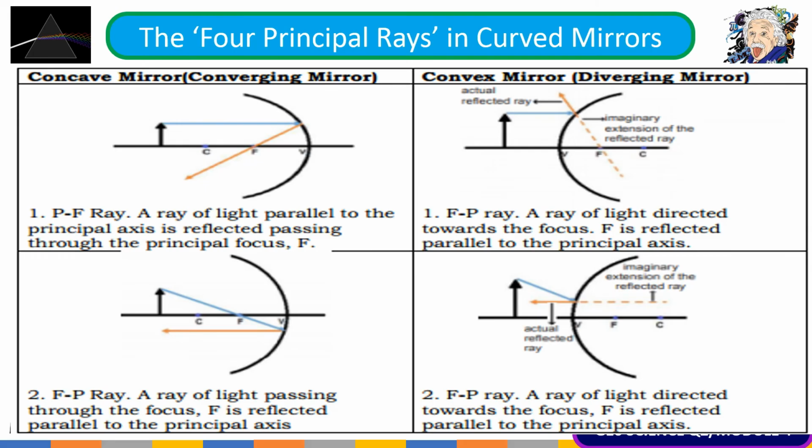So, yung una, yung PF ray, makikita natin, ito yung ray of light parallel to the principal axis passing through the principal focus or letter F. So, same with the convex mirror. On the other hand naman, yung tinatawag na FP ray, it is another ray passing through the focus from the object, from here, okay, reflected parallel to the principal axis.